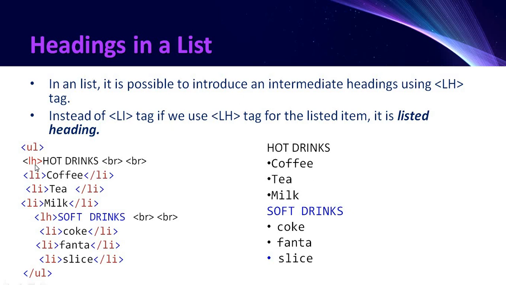LH hot drinks. In this tag, instead of using the LI, I am using LH because it is the heading, the list heading. This is the heading for the list. L stands for list and H stands for heading, so this is list heading. The output of this coding is here. The bullet will not appear for this heading.